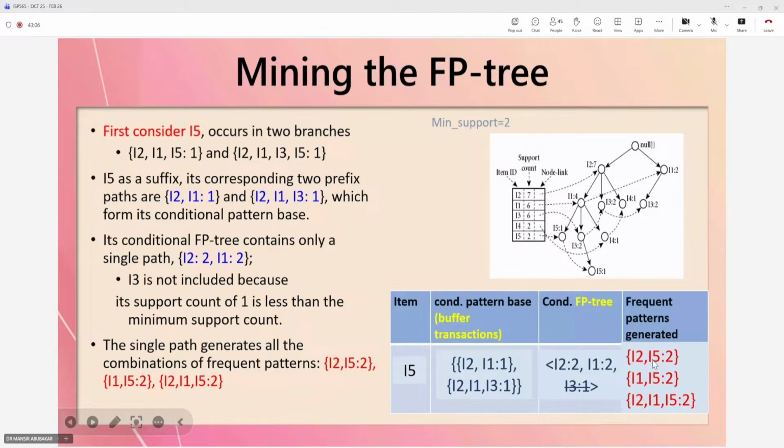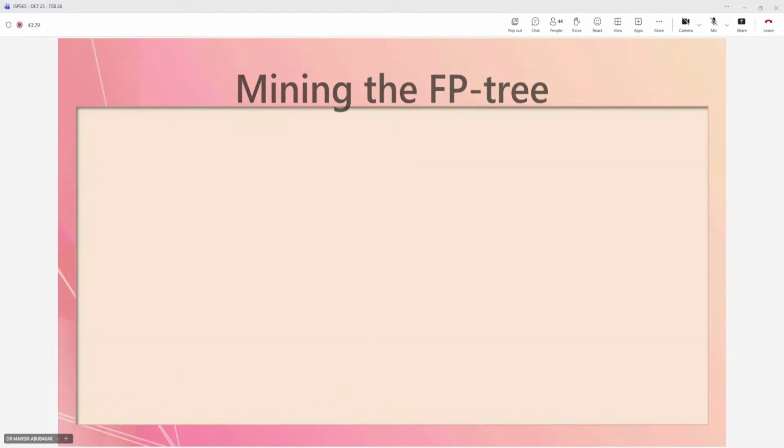Item 2, item 1, item 5, 2 count. Item 2, item 5, 2 count. Item 1, item 5, 2 count. Item 2, item 1, item 5, 2 count. So anyone that has not satisfied the minimum support is definitely not going to be considered as a pre-condition generated.